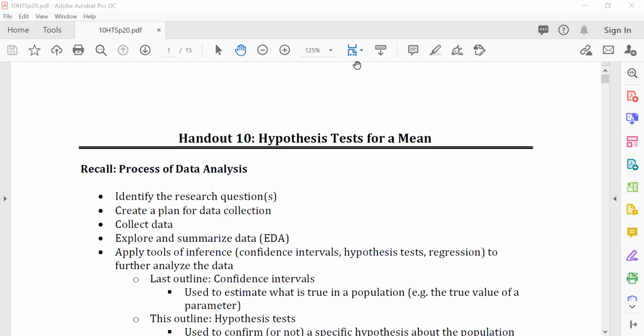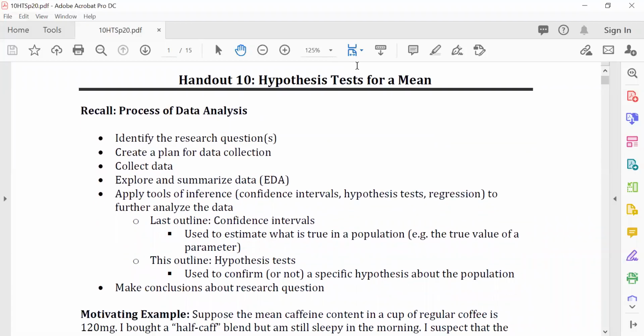If you guys still remember at the very beginning of this semester, we talked about the process of data analysis. The first step is you identify the research question, then you create a plan for data collection, and then we collect data. We talked about those in experimental design, how to collect data and how to create a plan for data collection.